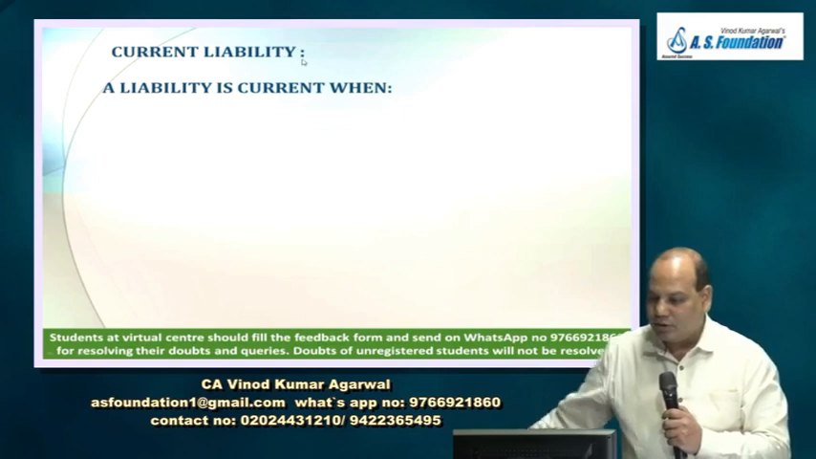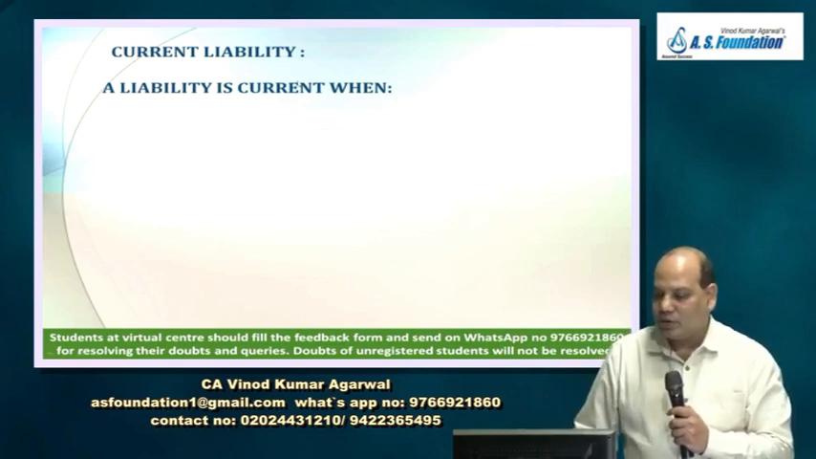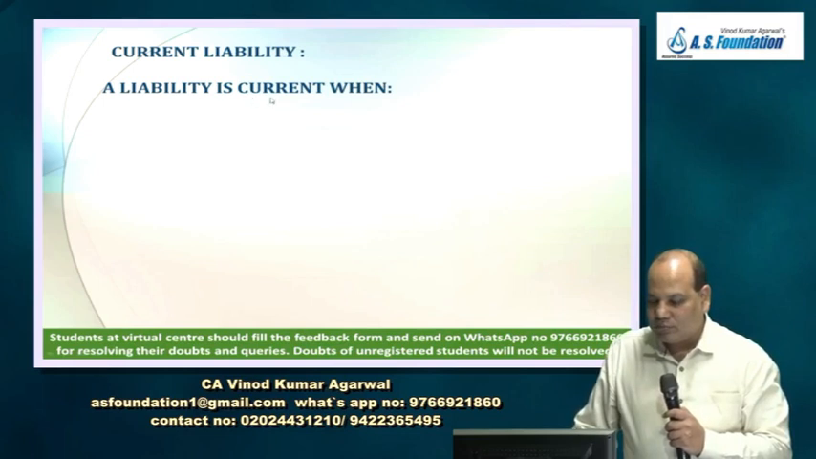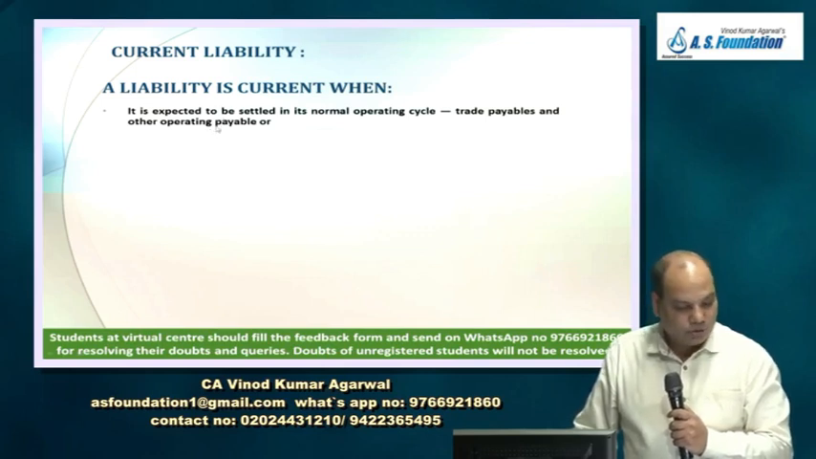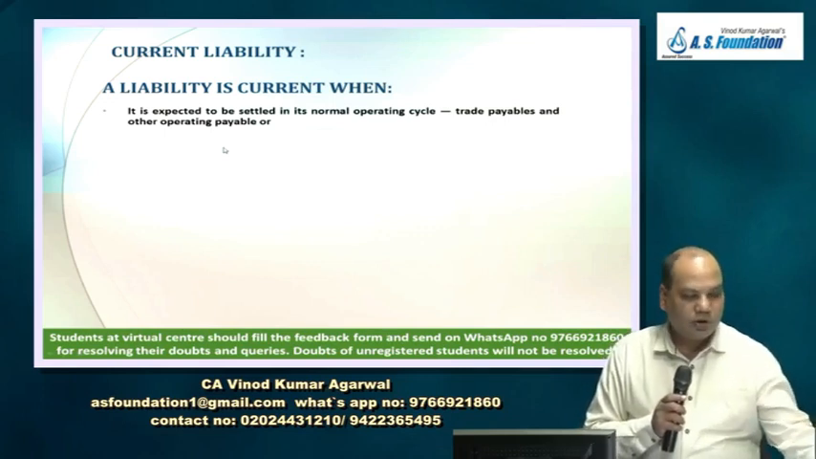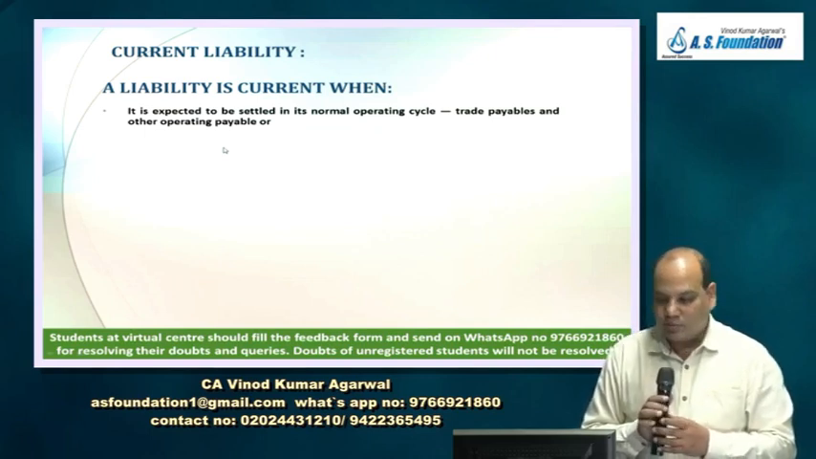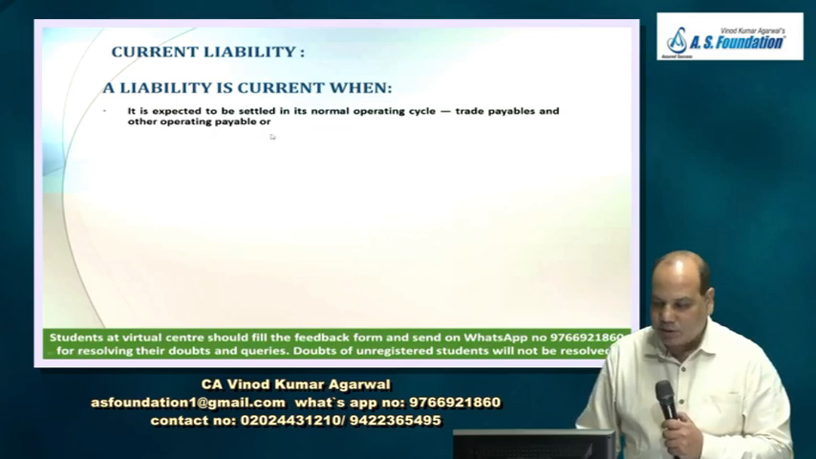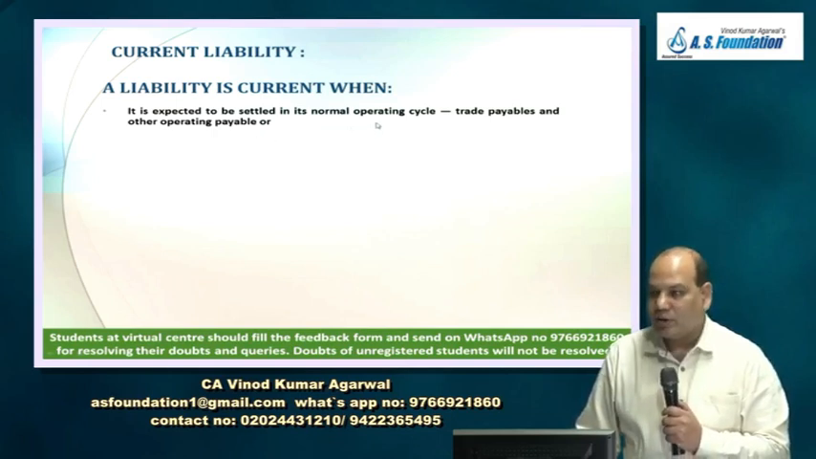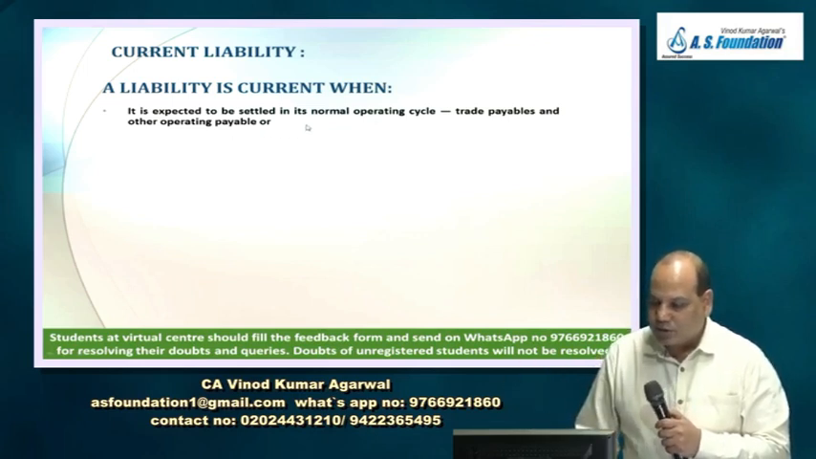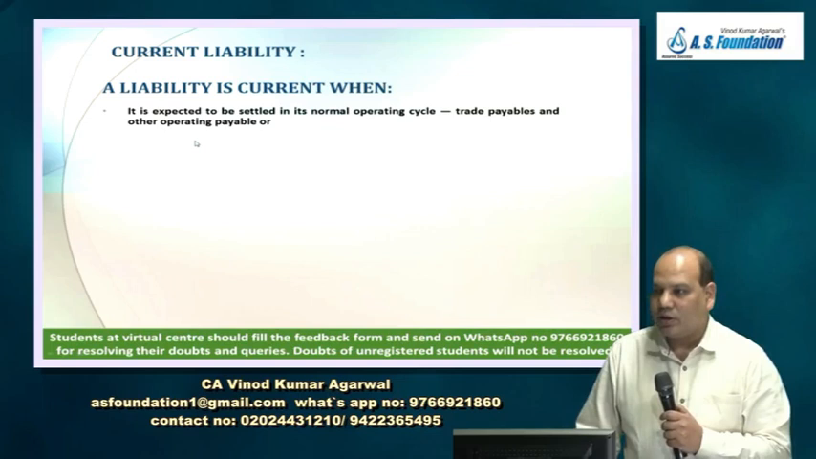What is current liability? Same definition we have studied in accounts classes. A liability is current liability when any of these 4 conditions are satisfied. 1, it is expected to be settled in its normal operating cycle, like your current asset only. For example, trade payable and other operating payable.